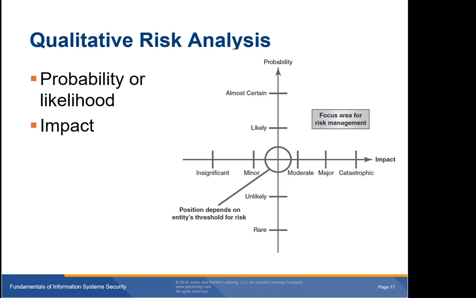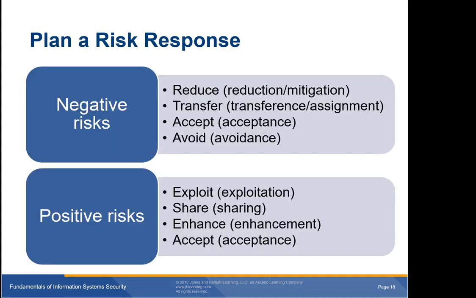As a reminder, the goal isn't to eliminate risk, but instead to reduce risk to an acceptable level. The next two steps of the risk management process are to develop a plan to handle risk and then implement that plan. As you develop risk management strategies, you should understand the most common responses. You can reduce, transfer, accept, and avoid each negative risk. Let's talk about each one of these.